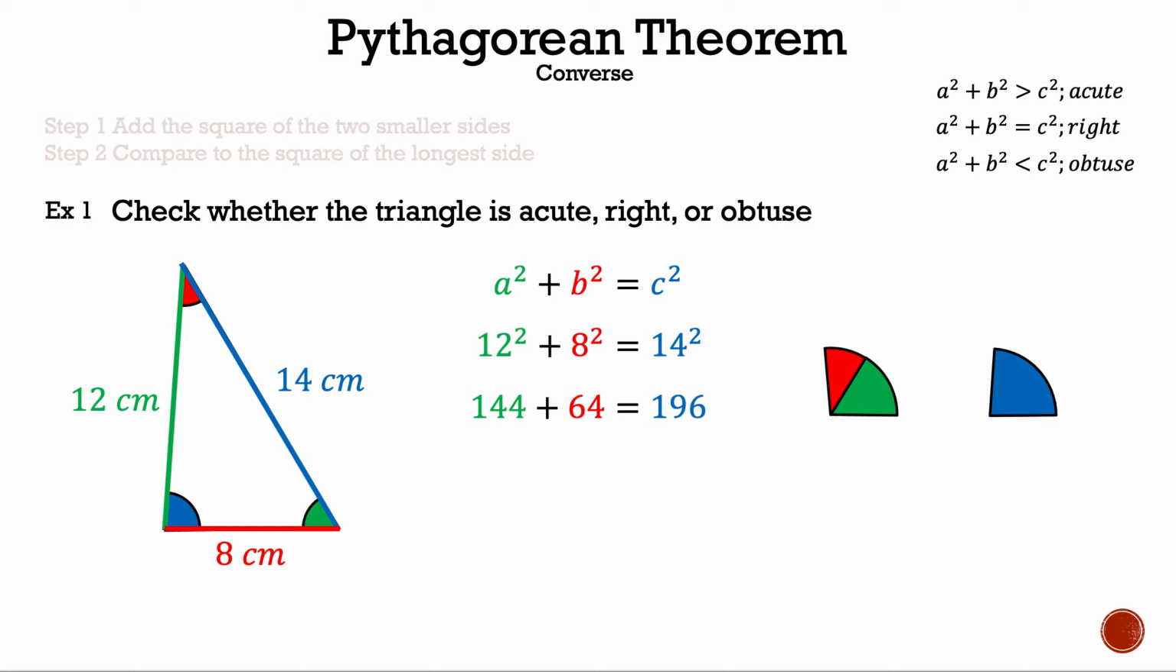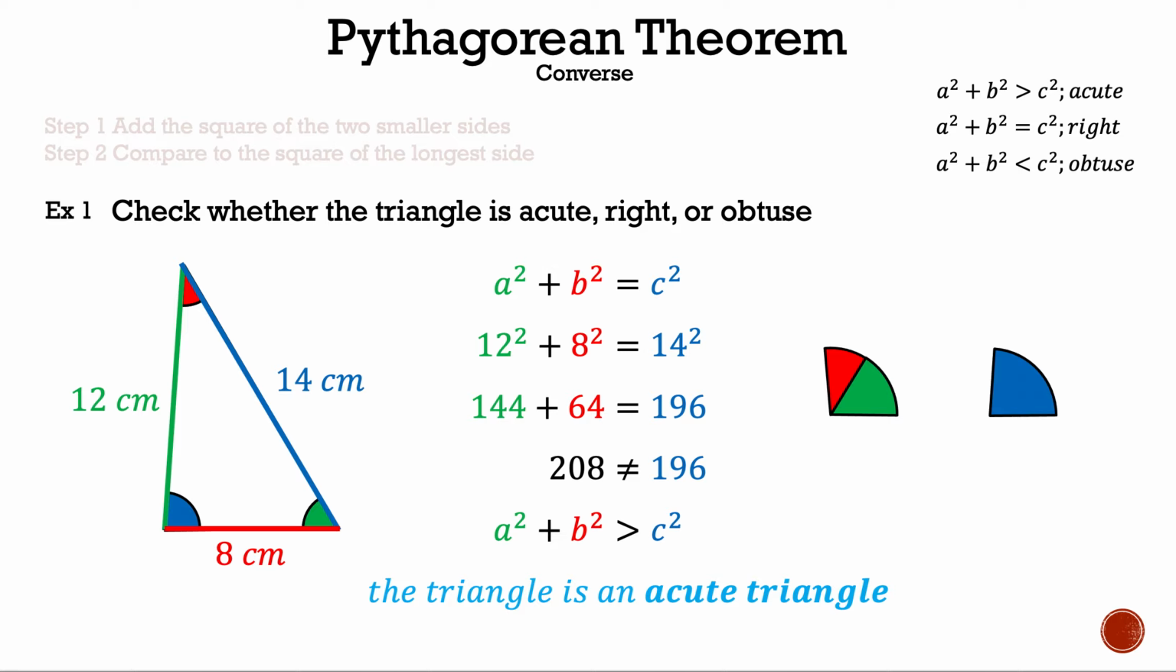So we're going to add the two numbers on the left side, 144 and 64, and that gives us 208. Now we have 208 does not equal 196. What does that mean? A squared plus b squared is greater than c squared. Now what does that mean? The triangle is an acute triangle. And why is this the case?